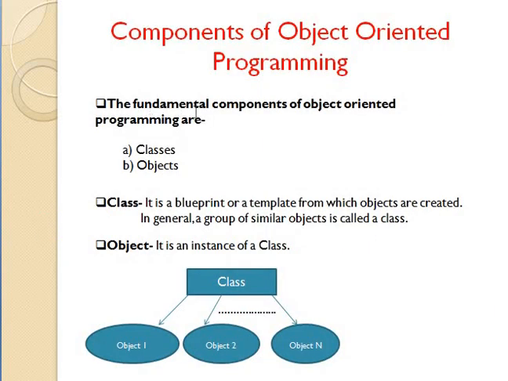The fundamental components of object-oriented programming are classes and objects. We define a class as a blueprint or a template from which objects are created. In general, a group of similar objects is called a class.